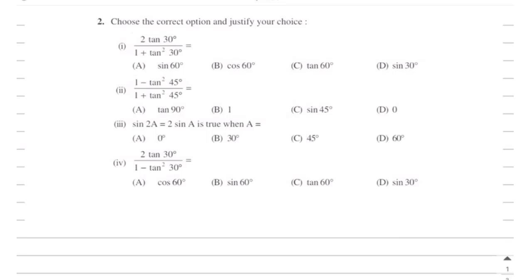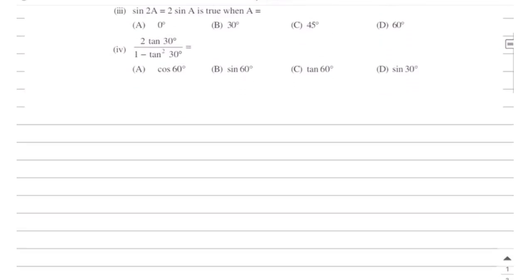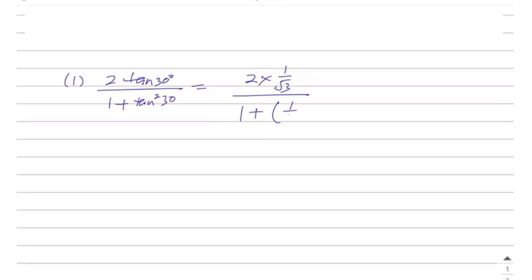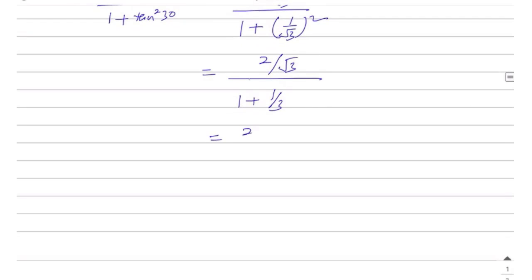In question number 2, choose the correct option and justify your choice. The first one is 2 tan 30 degree divided by 1 plus tan square 30 degree. Now putting the value of tan 30 degree, we have 2 into 1 by root 3 whole upon 1 plus 1 upon root 3 whole square, which is equal to 2 upon root 3 whole divided by 1 plus 1 upon 3, and that is equal to 2 upon root 3 divided by 3 plus 1 is 4 by 3, which is equal to 2 by root 3 into 3 by 4.